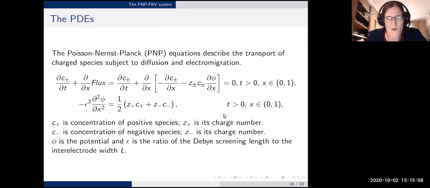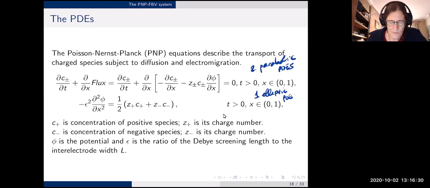So let me just quickly tell you what the Poisson-Nernst-Planck equations are. Here we just have two chemical species. So we have two parabolic PDEs, and we have one elliptic PDE. You have a positive species and a negative species, and you have an electric field, and they're moving around in response to the electric field and in response to one another.